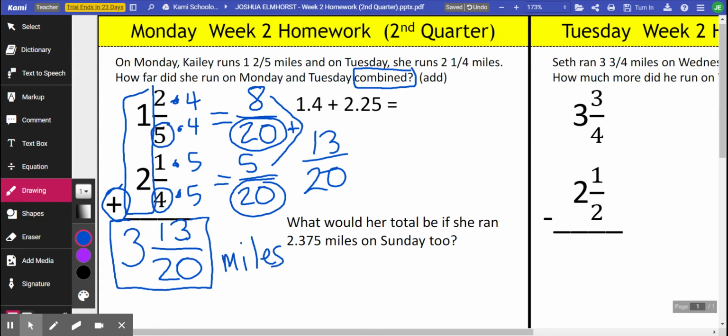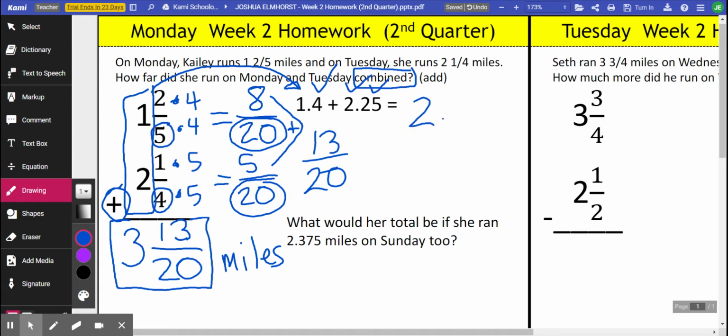Okay. So now using the same value, 1 2/5 is equal to 1 4/10. And then 2 1/4 is equal to 2.25. So first we added the fractions and we got 3 and 13 twentieths. So let's add the decimal equivalencies and see what our answer is with the decimal equivalency. 2 divided by 5 gives you 4/10. 1 divided by 4 gives you 25/100.